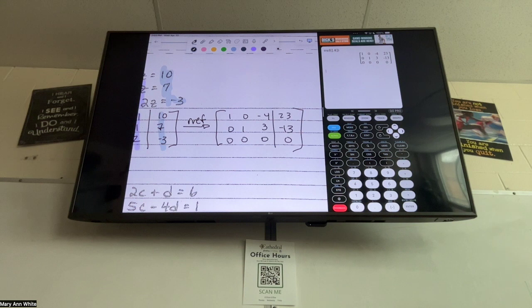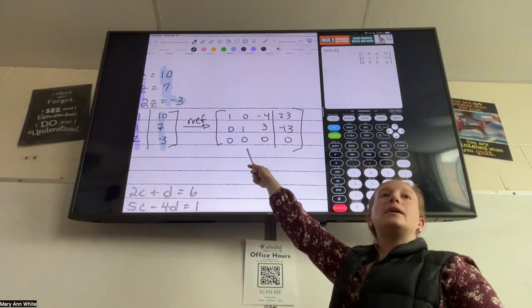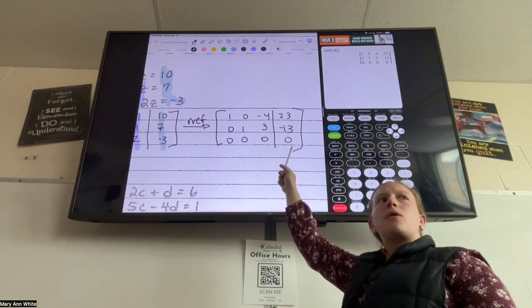If I were to write this equation, my bottom equation would be 0x plus 0y plus 0z equals 0. What does that mean?